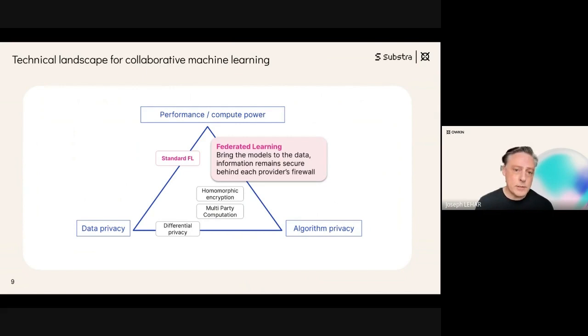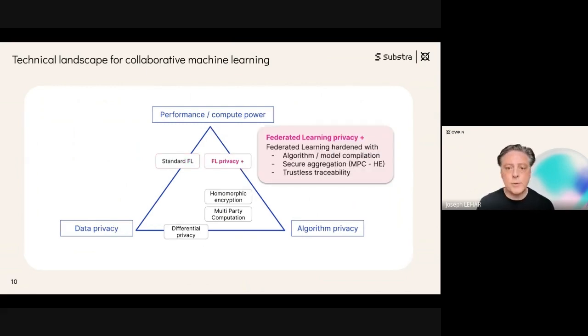Another approach is federated learning. With federated learning, it allows you to move to a higher level of performance while maintaining the kind of protection that you get from differential privacy. And finally, if you reinforce federated learning with certain hardening approaches, where you protect the algorithm, aggregate the data in a protective way, and allow for trustless traceability, it brings you up to the algorithm privacy levels of the homomorphic and multi-party computation approaches, while reaching the performance levels that you can get from standard FL.